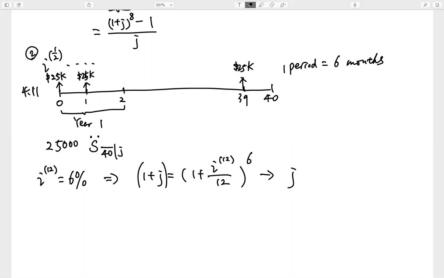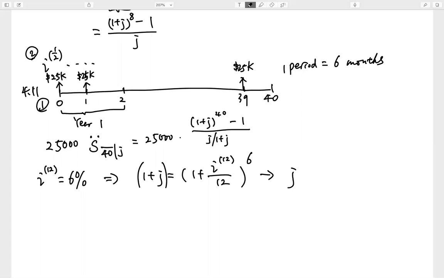Once we know j, everything is more than obvious, because it's s double dot, then minus 1, divided by the corresponding discount rate. So it's j over 1 plus j. This is again method 1. This is method 2 as well, right?